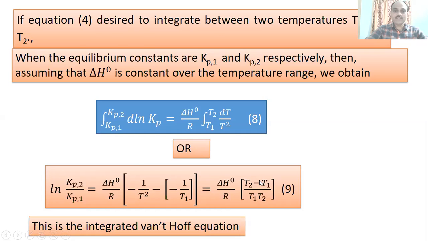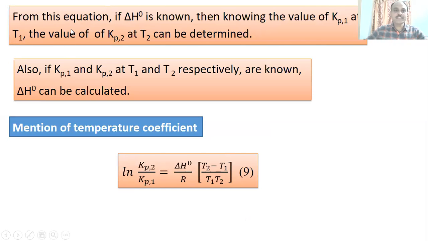From this equation 9, if delta H is known, then knowing the value of Kp1 at T1, the value of Kp2 at T2 can be determined. Also, if Kp1 and Kp2 at T1 and T2 respectively are known, delta H can be calculated. And as you look at the above equation 9, this is similar to the temperature coefficient.